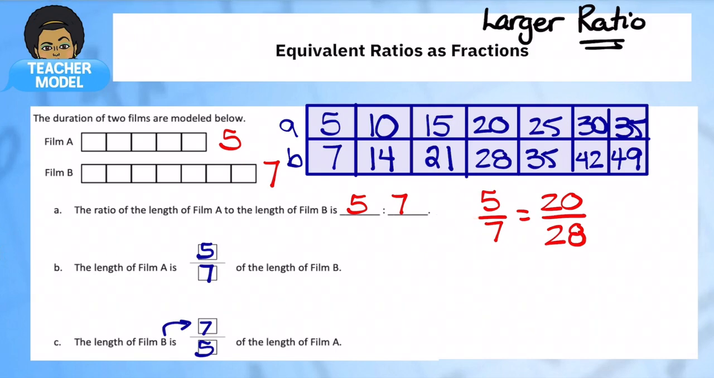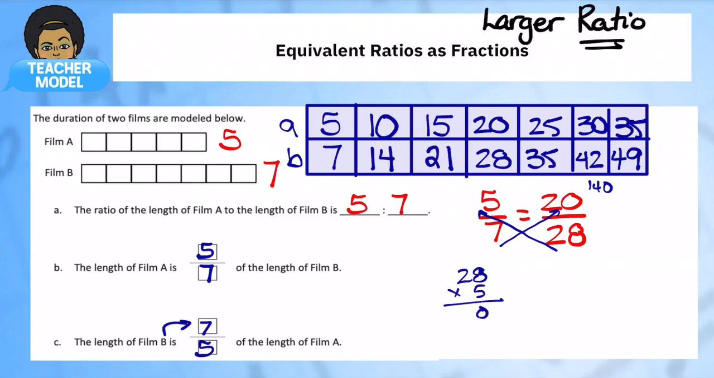Now, if that is hard for you to see, and you don't see a multiplication relationship, you can do what we've been doing, which is to do our cross products and multiply and figure out, do they have the same product? So 7 times 20 is 140. And how about 5 times 28? Ooh. I know it's 140, but I actually want to just triple check.